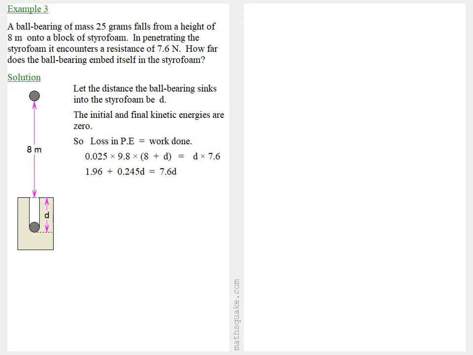Now that simplifies to 1.96 plus 0.245d equals 7.6d. And we can subtract 0.245d from both sides to get 7.355d equals 1.96. Now if we divide both sides by 7.355, we get d is equal to 0.26648, so the distance it'll travel into the styrofoam is 26.6 centimetres.